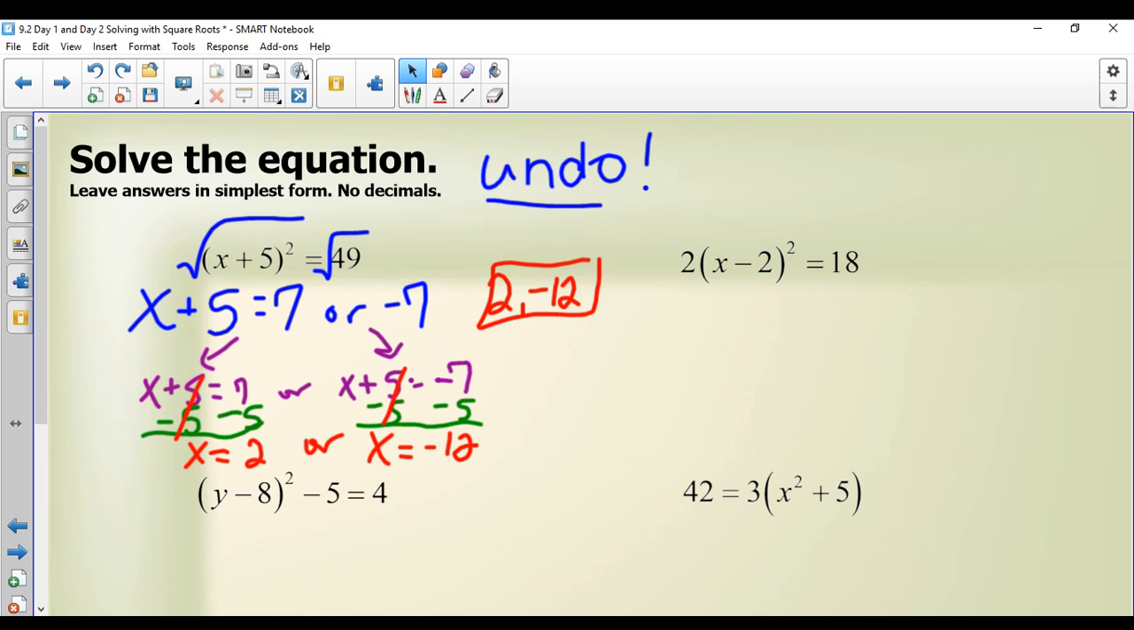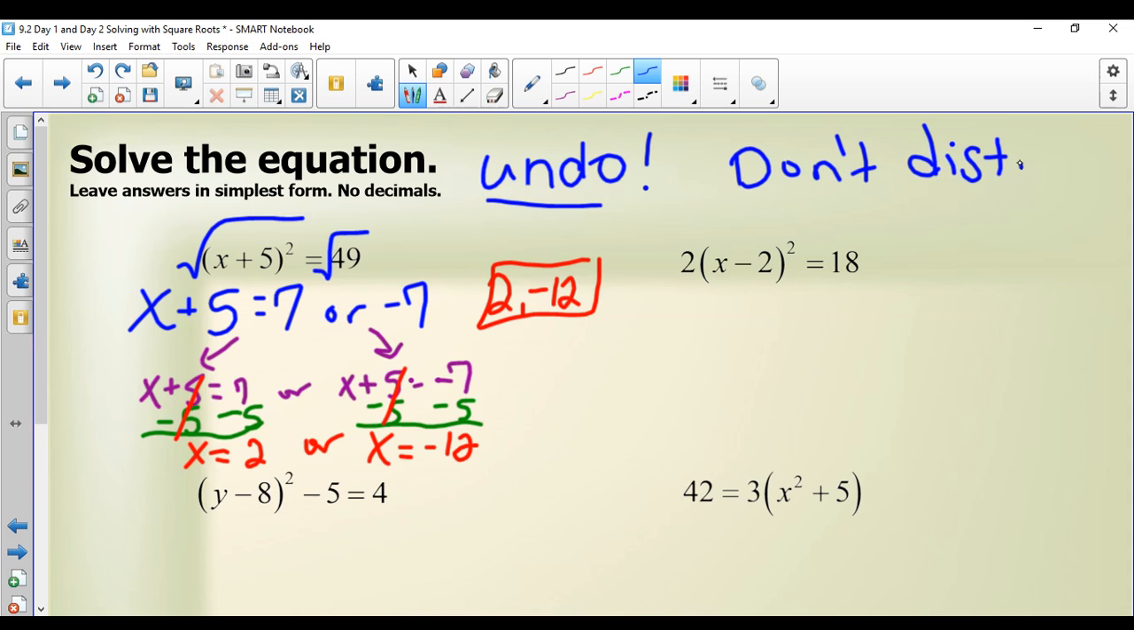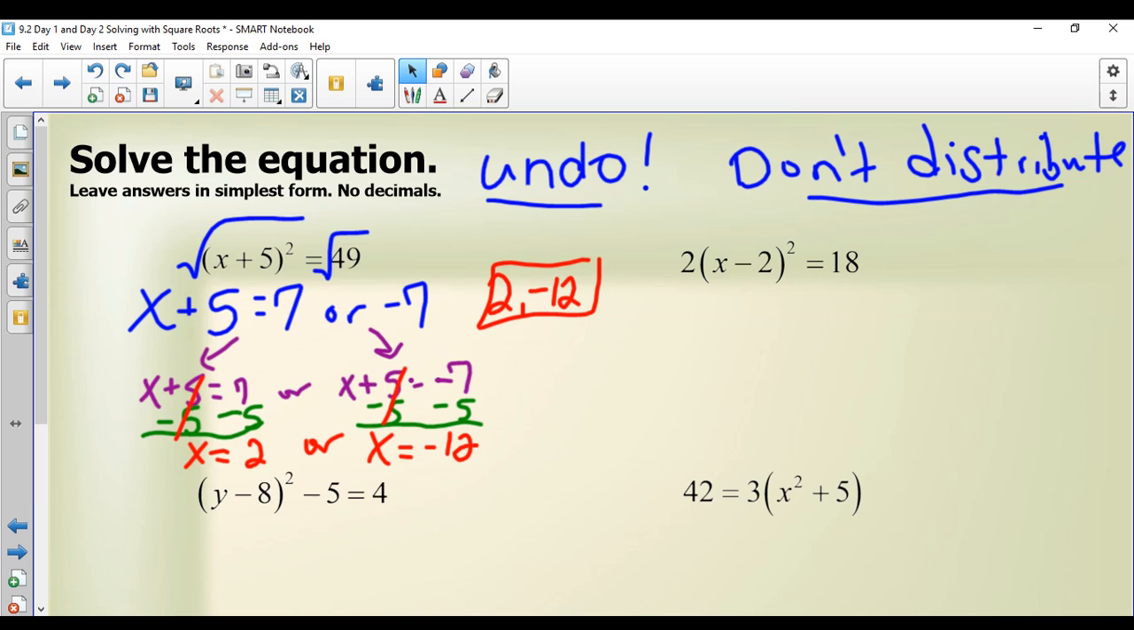So now here we have something more complicated, there's more things going on we need to undo. Again, we are not going to distribute. This is not that kind of problem. Undo, we don't distribute. Okay, so how do we undo this? Well, we can't do the exponents first. Remember, we want to do our grouping symbols last.